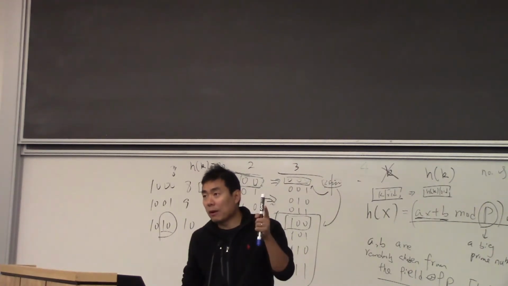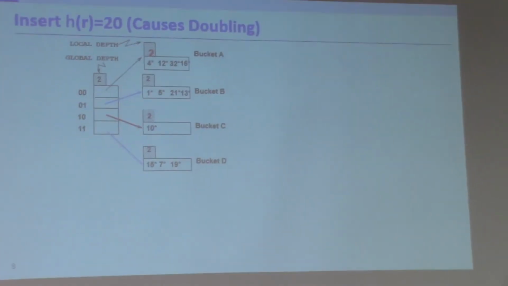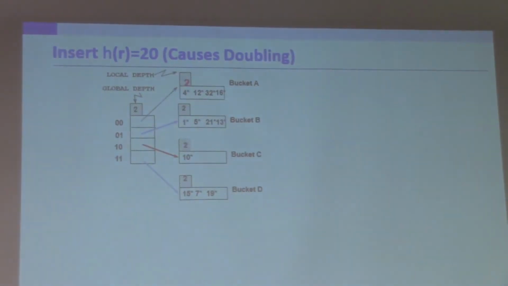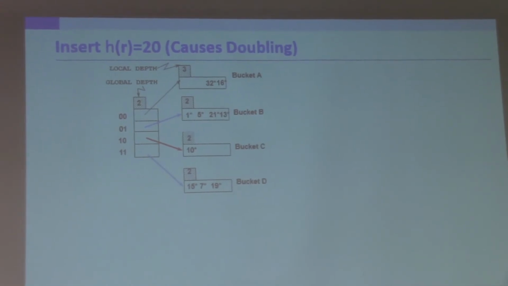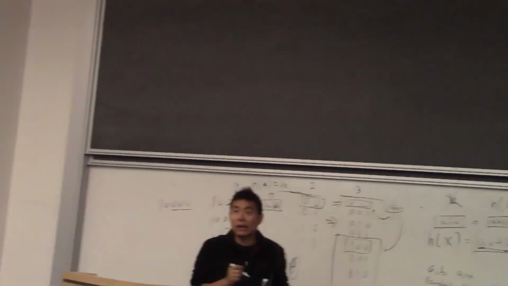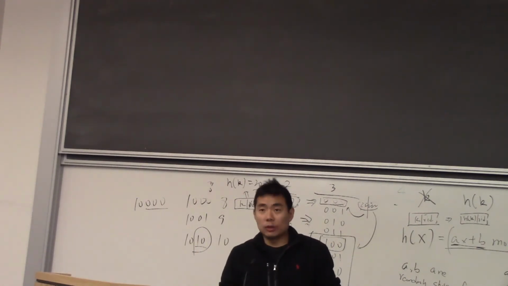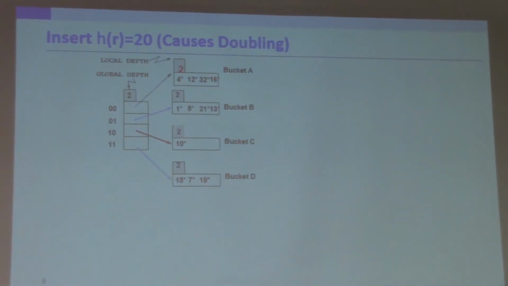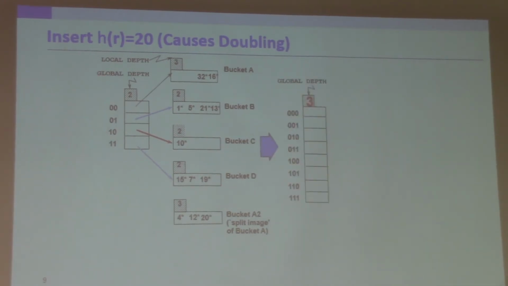You first increase the local depth by 1, meaning you are looking at the last 3 bits to distinguish this item and this new item 20. If you look at the last 3 bits, only 32 and 16 have last 3 bits equal to 0. 16 is 10000, so the last 3 bits is 0. So 16 stays. 32 also, right? But 4 and 12 have to go away, because the last 3 bits of them are no longer 0. So 4, 12, and 20 go to a new bucket. And you increase the global depth.